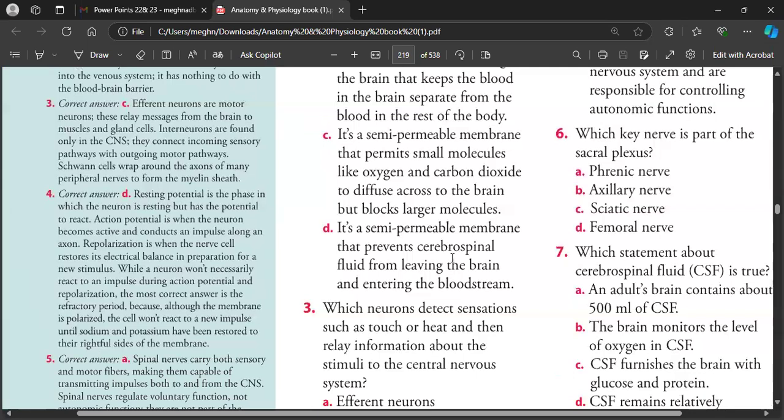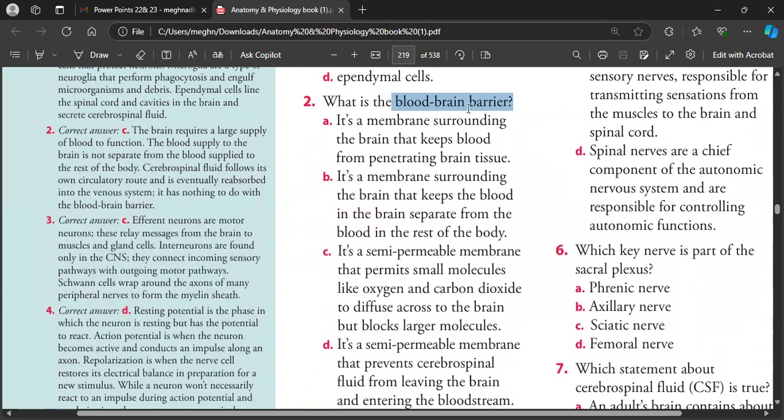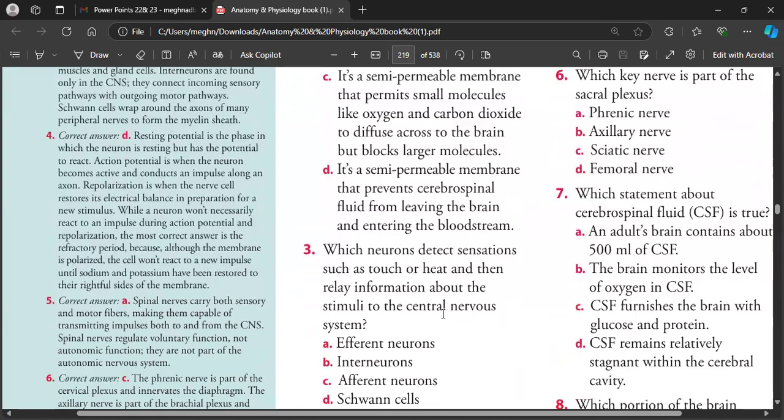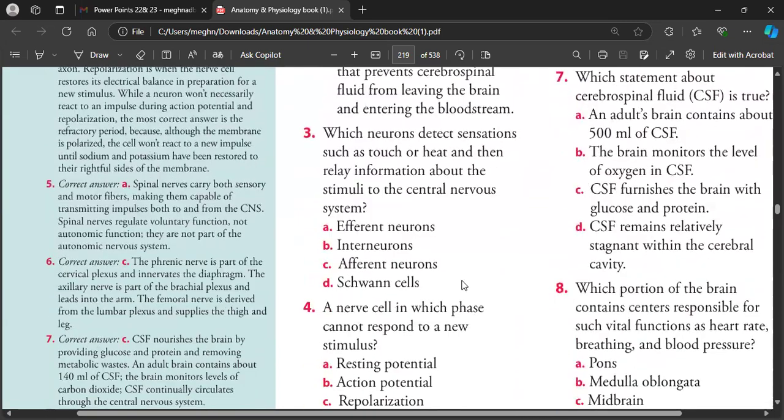Second point, the nervous system is a little bit hard. As we discussed last time, if you do not study at home, you will not feel interested when you interact with me. But let's continue. At least we learned that the blood-brain barrier is a semi-permeable membrane that permits small molecules like oxygen to get in and carbon dioxide to diffuse across the brain. That's it. Next is question number 3. They said which... can you read it for me?